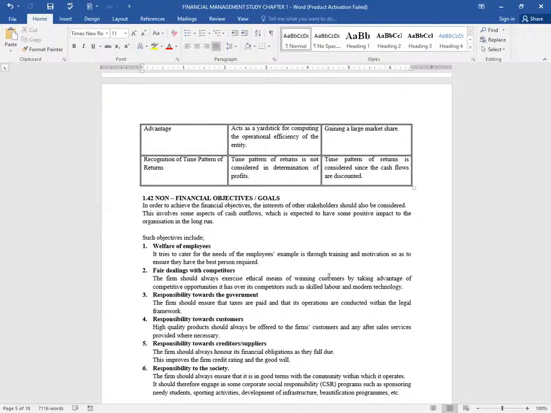So that is a non-financial objective. Because if I just pursue the financial objective alone, I'll be thinking of how do I save for the company? How do I save for the company throughout?